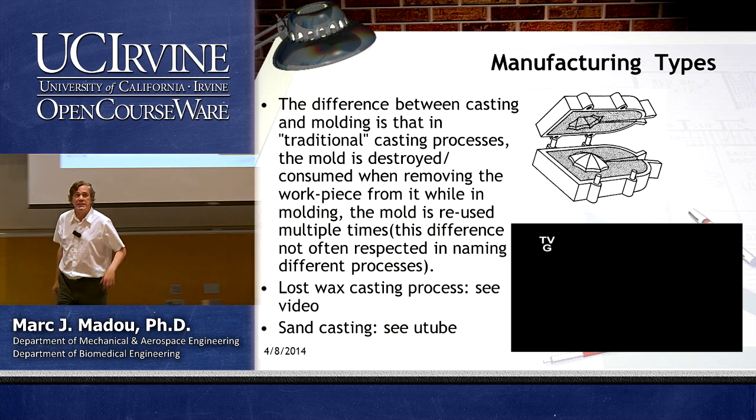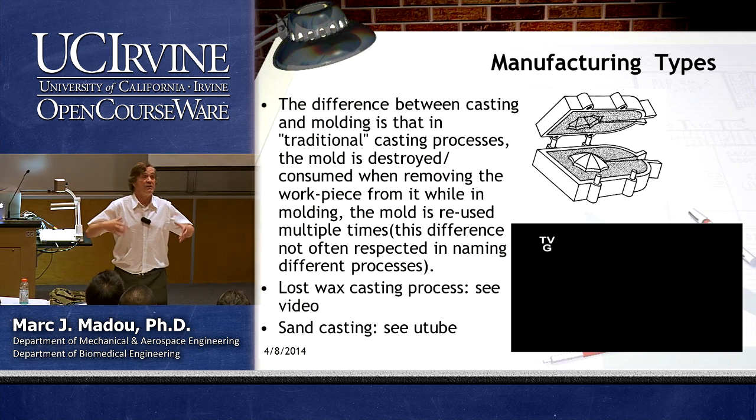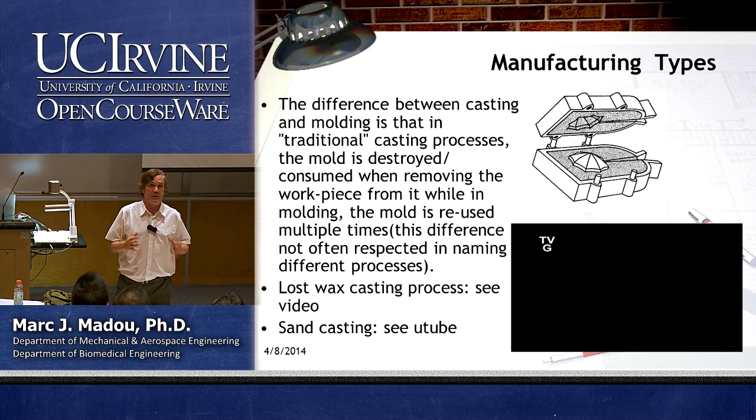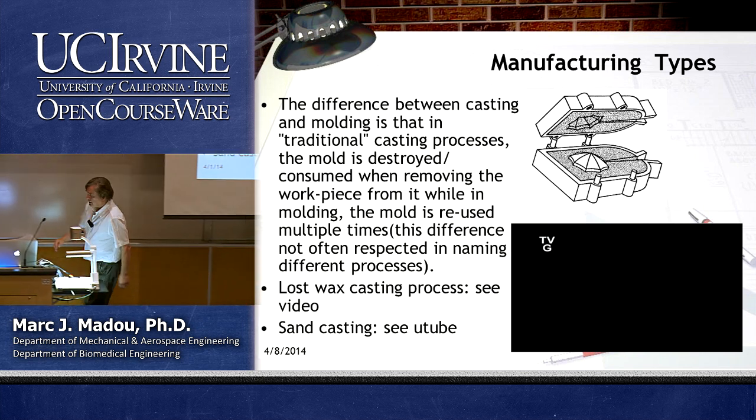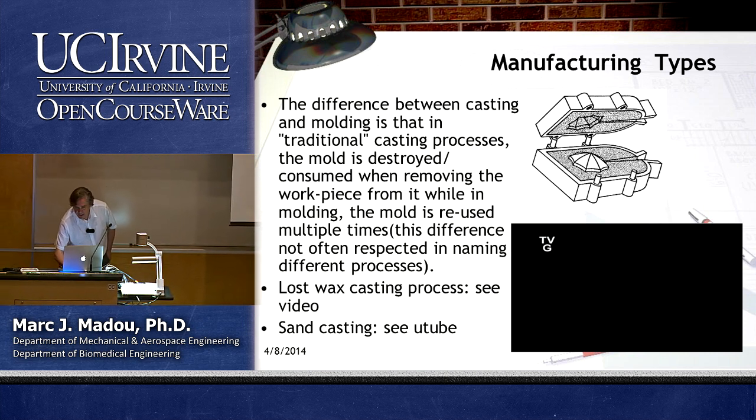So follow this video carefully. It's kind of one of the main manufacturing processes today. Lost wax casting process, a primary manufacturing process. So here we go.